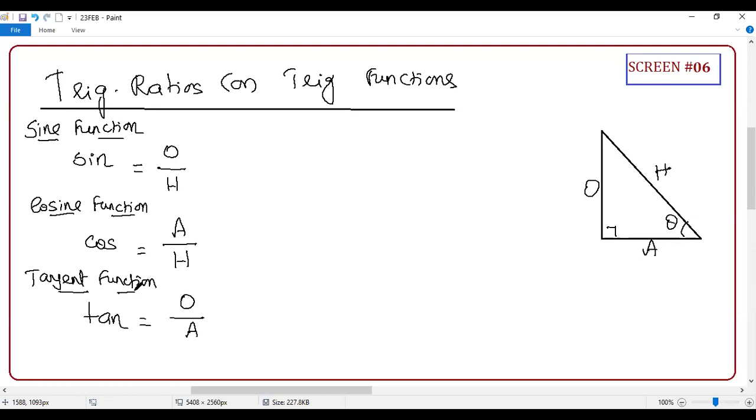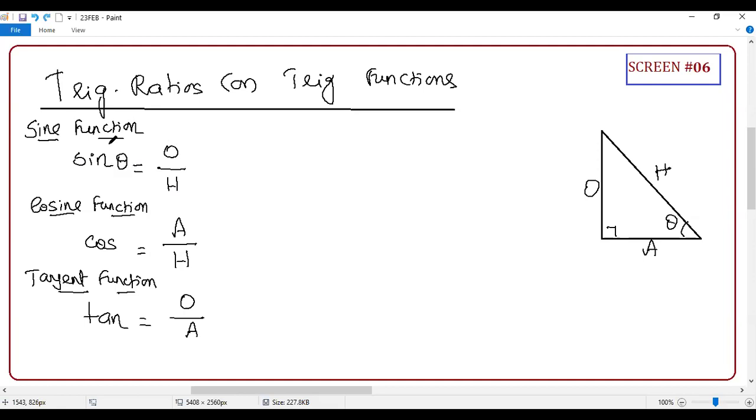These are all called ratios or functions, and we know that this ratio is going to vary for every angle, and that angle is theta. For example, at 60 degrees, opposite by hypotenuse is root 3 by 2. I'll tell you how. When it is 30 degrees, opposite by hypotenuse is 1 by 2. So every angle, this ratio is different. Whenever you mention a trigonometric function, you have to mention the angle also.